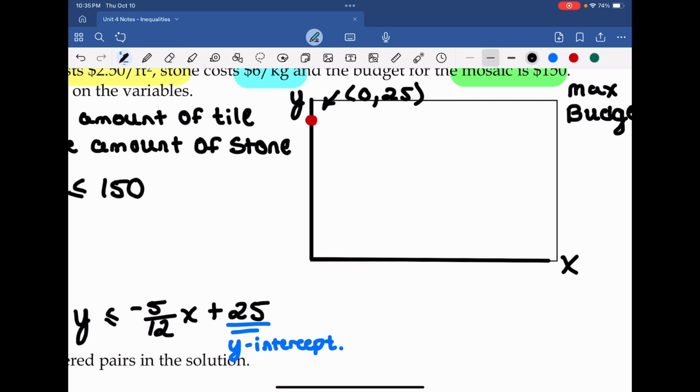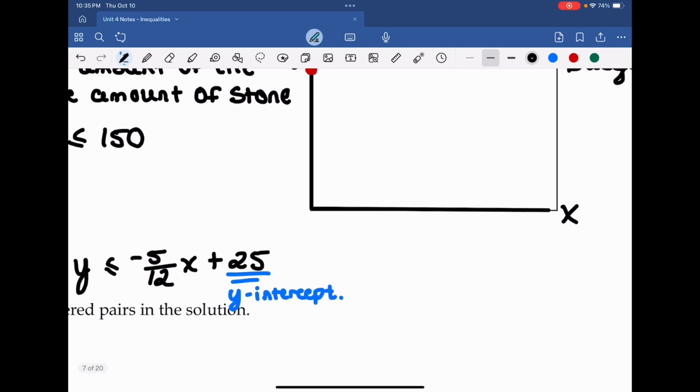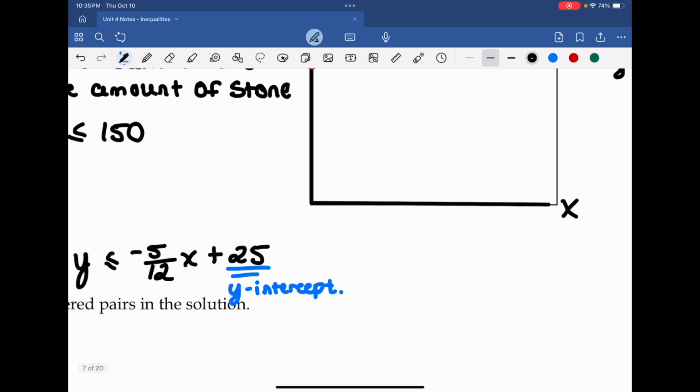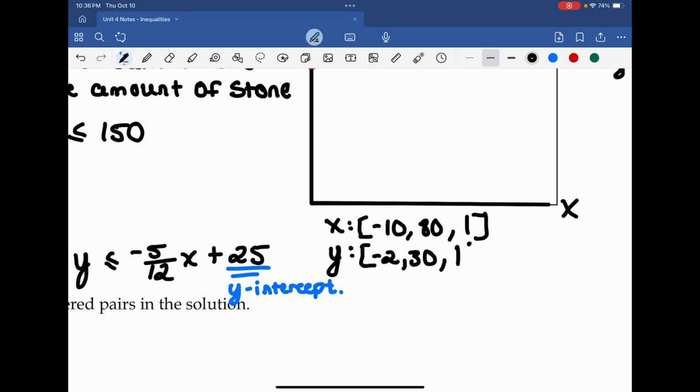So actually, let's do the graphical approach on this one, and then for the next one, we'll do it algebraically, just because I do want to show you both ways. So let's set our window in our graphing calculator to the following. We're going to set our x value to -10, 80, and 1 for the scale, because again, we don't want to adjust the scale if we don't have to. For my y's, I'm going to set it to -2, 30, and 1.